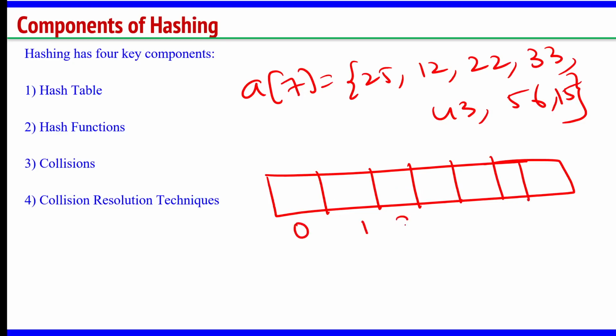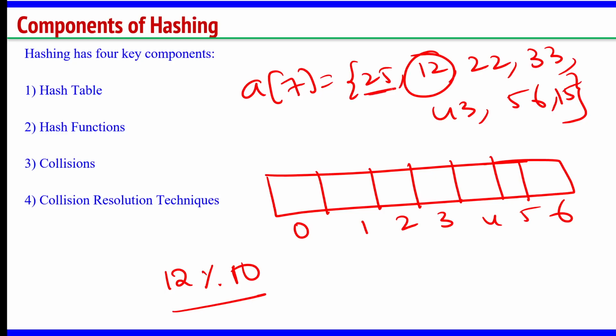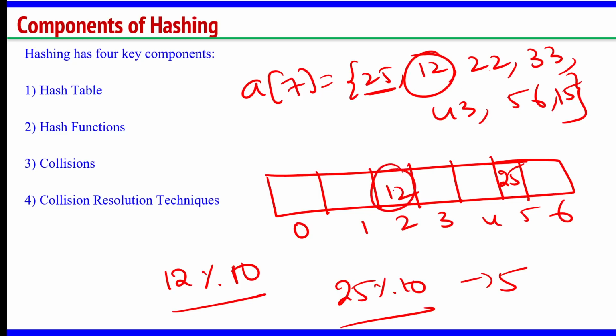When I want to store them in an array with indices 0 to 6, I want to store them in such a way that if I give a key, I should get that element in that location. How? Suppose the algorithm is key modulo 10. Take the first element, 25 mod 10, which is 5. Put 25 here. Next, 12 mod 10 is 2, so put 12 here. Then 22 mod 10 is also 2. Can I keep 22 here? It is already filled. We cannot fill it like this.